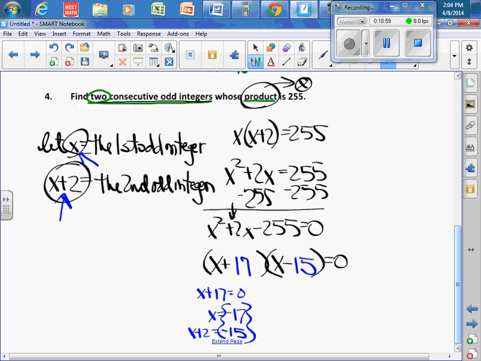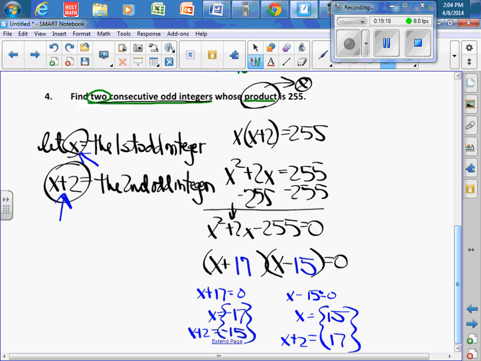But look, what else is going to happen? If x minus 15 is equal to 0, don't we get x equals 15? Isn't that a possible answer also? Sure, x could be equal to 15, which means x plus 2 would be equal to what? 17. And there's another set of possible answers.